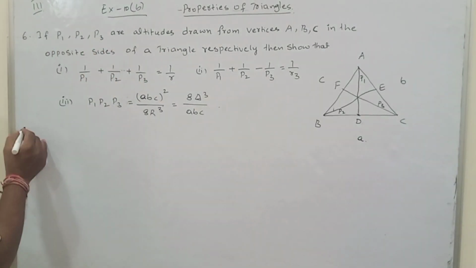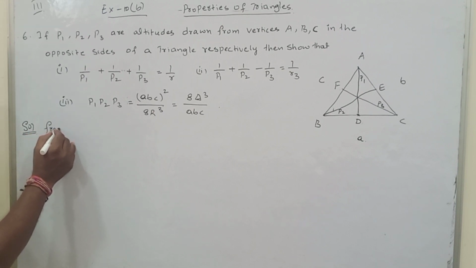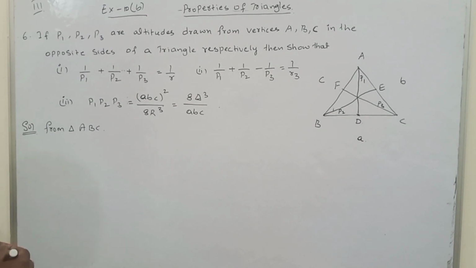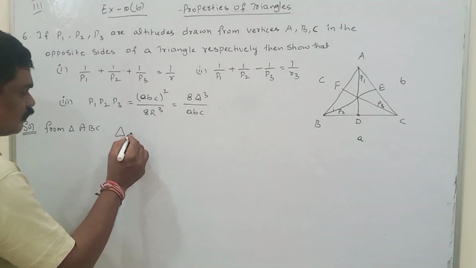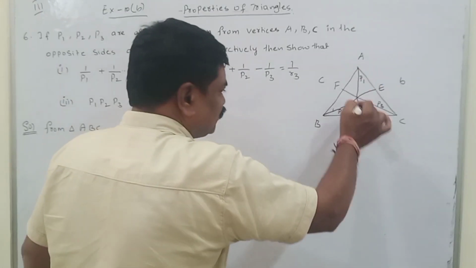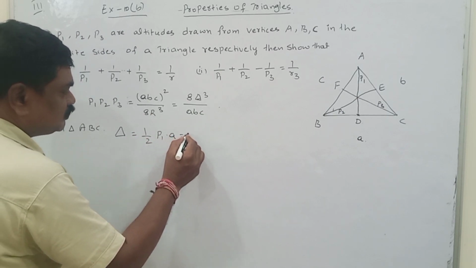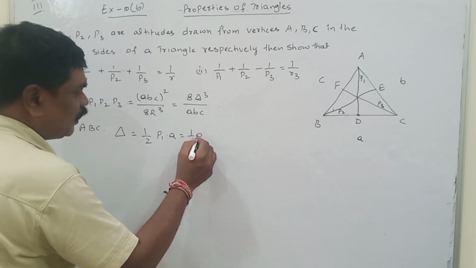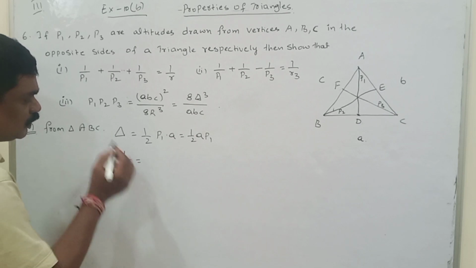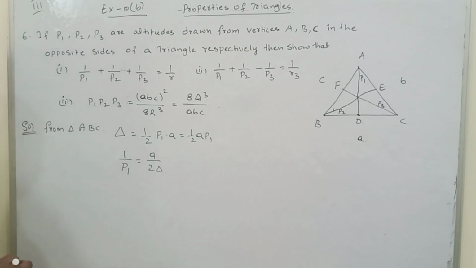Then what is the triangle? Here you observe, from triangle ABC, delta is the area of the triangle. Area of the triangle is equal to half of P1 into a, which is half a P1. So from this, 1 by P1 is equal to what? 1 by P1 is equal to a by 2 delta.